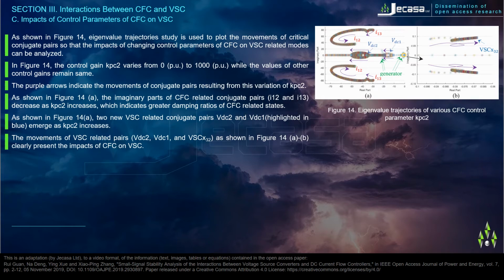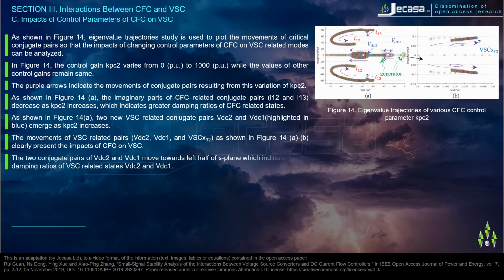on VSC. The two conjugate pairs of VDC2 and VDC1 move towards the left half of the S-plane, which indicates larger damping ratios of VSC-related states, VDC2 and VDC1. The conjugate pairs of VSC-X32 move towards the right-hand side, indicating less damping ratios of VSC-X32.